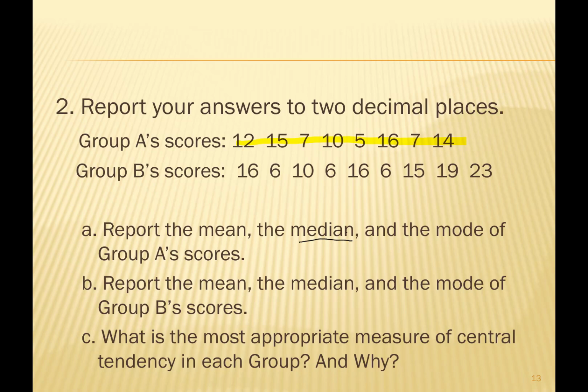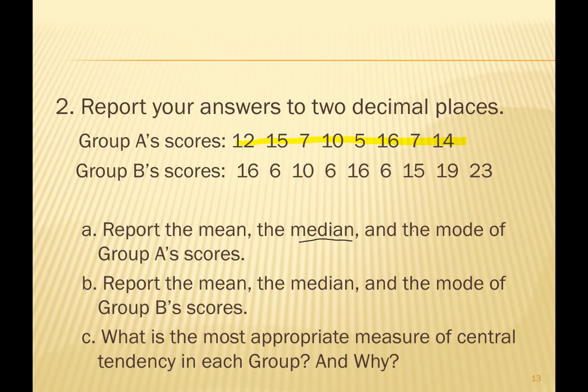In the case that the middle is not a particular score, but in between 2 scores, then you want to take the mean of those 2 scores in the middle. The mode is the most popular answer, or the most commonly occurring score. So in this case, in Group A, you see that 7 happens twice, but no other numbers occur more than once. So the mode there would be 7.